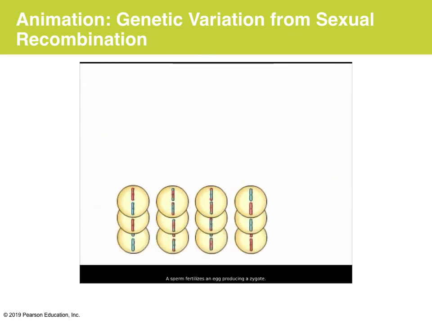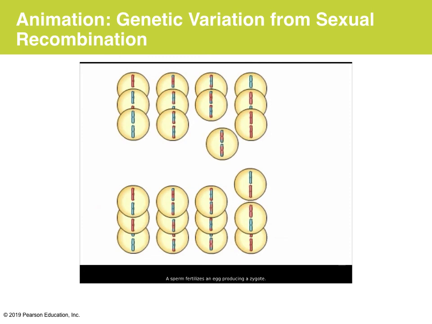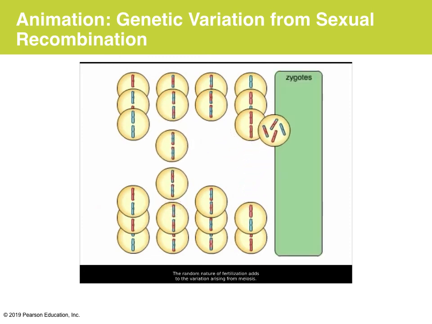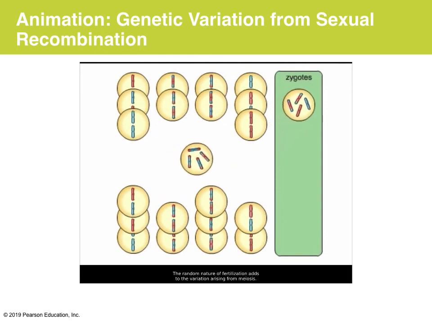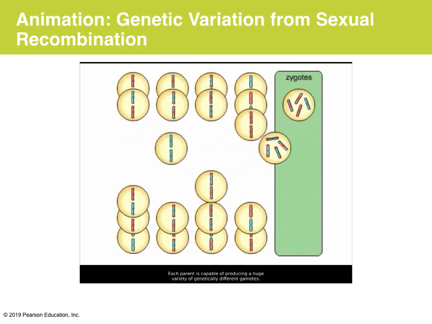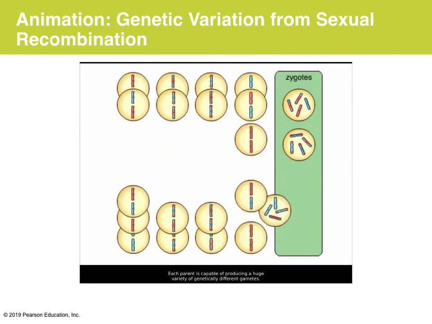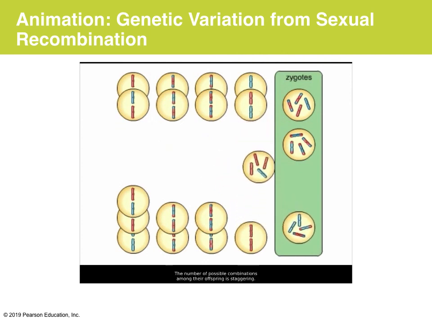A sperm fertilizes an egg, producing a zygote. The random nature of fertilization adds to the variation arising from meiosis. Each parent is capable of producing a huge variety of genetically different gametes. The number of possible combinations among their offspring is staggering. Theoretically, one human couple is capable of conceiving a number of genetically different offspring that is far greater than the number of humans who have ever lived.